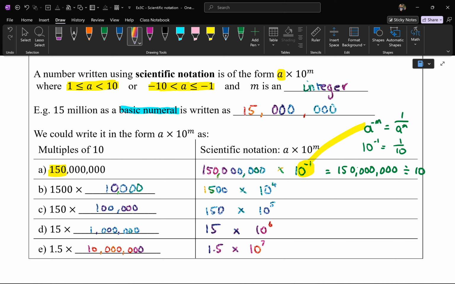And that right here, this is the correct notation for scientific notation.